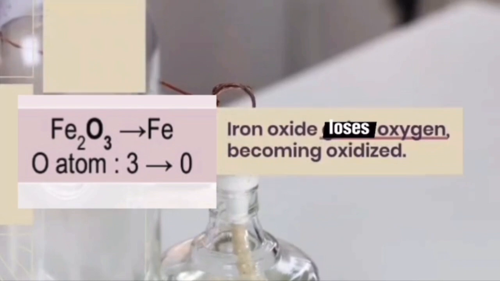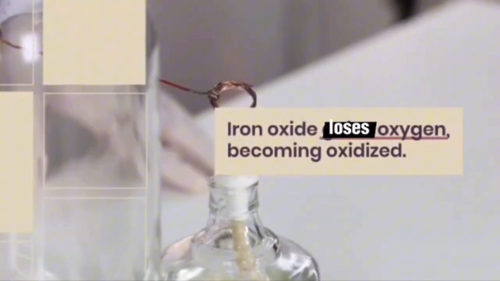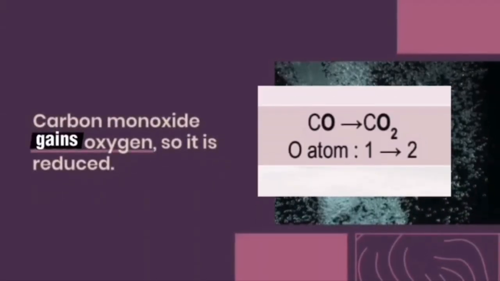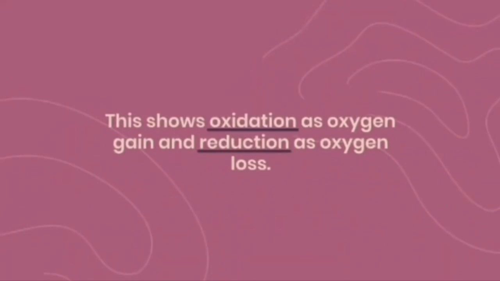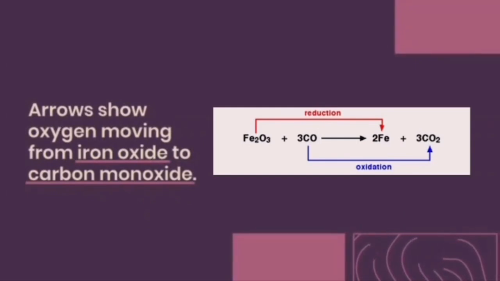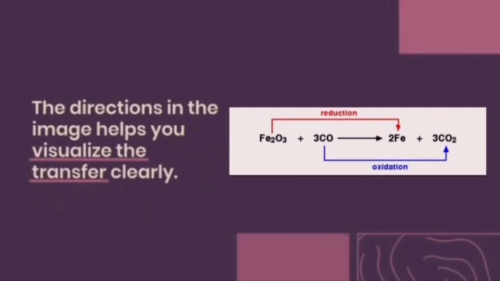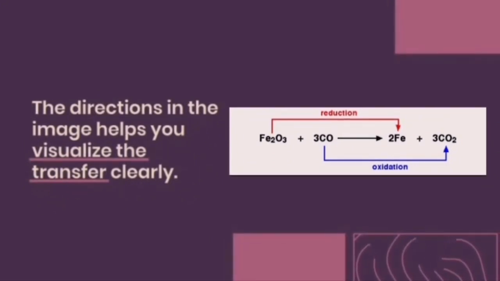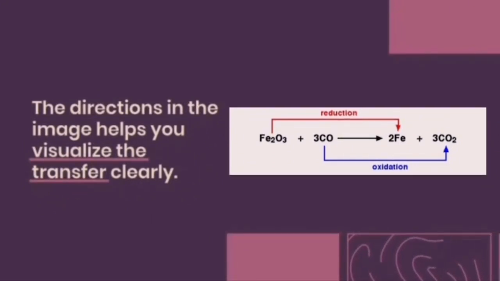Iron oxide loses oxygen, becoming reduced. Carbon monoxide gains oxygen, so it is oxidized. Oxidation is oxygen gain and reduction is oxygen loss. The arrow shows oxygen moving from iron oxide to carbon monoxide. The direction in the image helps you visualize the transfer clearly.